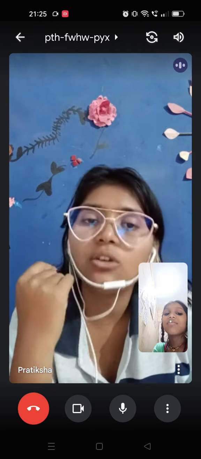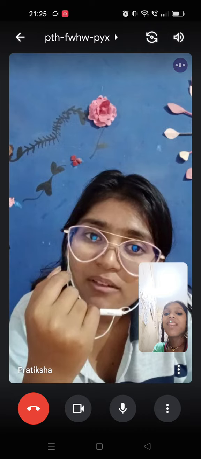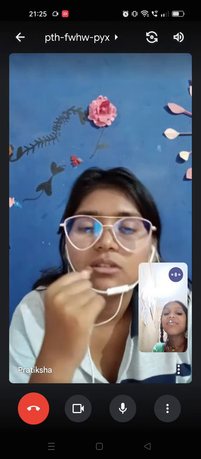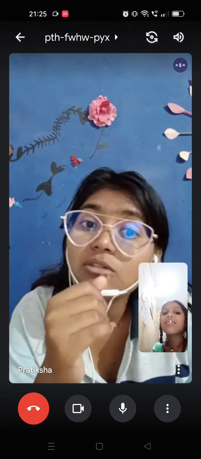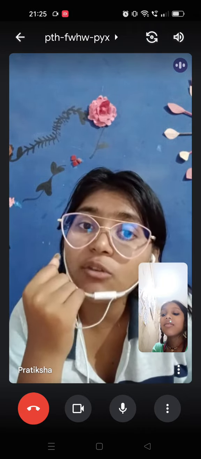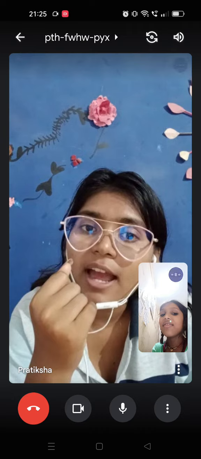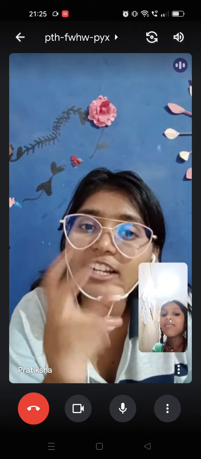Very good. The word which shows the quality of a noun. The word which shows the quality of a verb? Adverb. The quality of a verb is adverb.